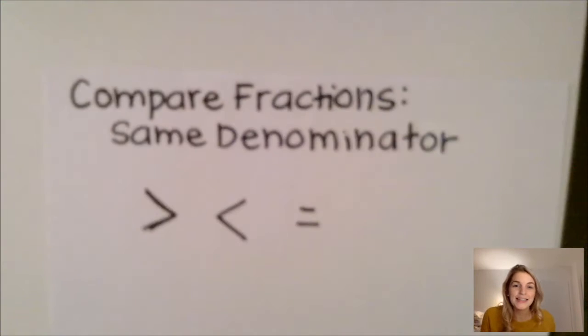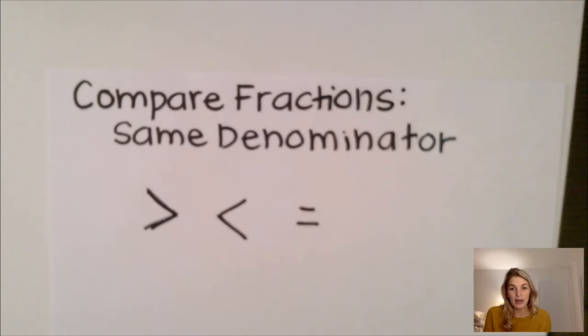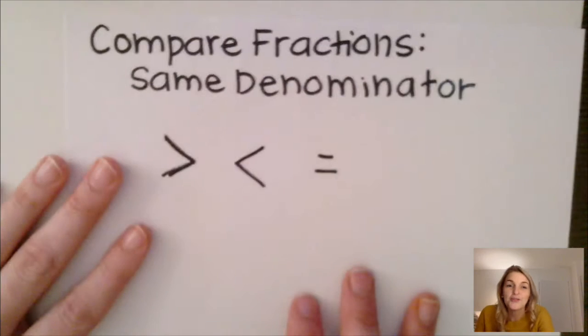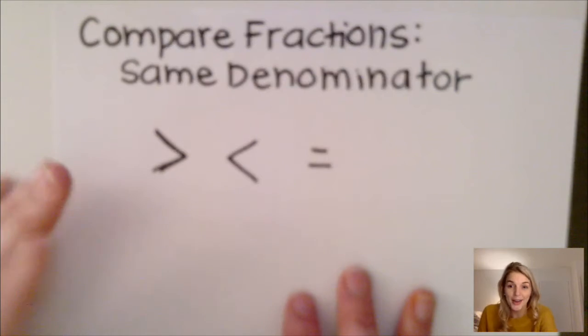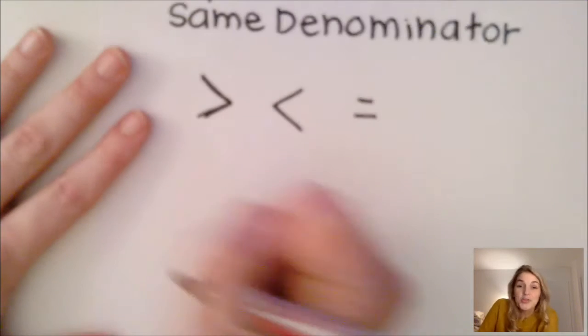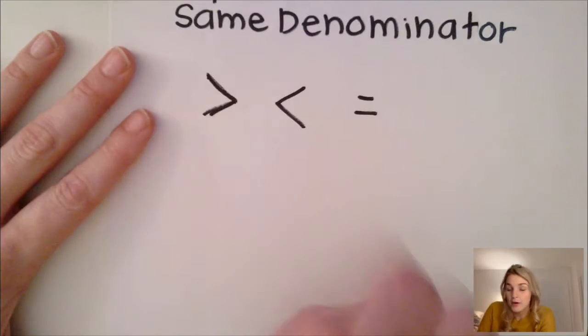But now we're going to see if we can take the next step and take a challenge and see if we can compare fractions with the same denominator without any models or anything to help us. So let's take a look at fractions with the same denominator and let's see if we can compare them. So remember, the denominator is the bottom number of a fraction.